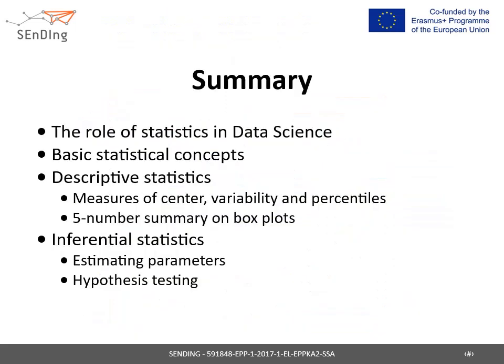In this video, we discussed the central role of statistics in data science and revised some basic statistical concepts, such as population, sample, parameter, statistic, etc. We talked about descriptive statistics, and more specifically about measures of center, variability, as well as percentiles. We saw what the 5-number summary is and how it is depicted on a box plot. Also, we talked about inferential statistics and the logic behind estimating parameters and hypothesis testing. After this rather short statistical break, it is time to move on and introduce the R language and find out the features it offers for data science tasks.